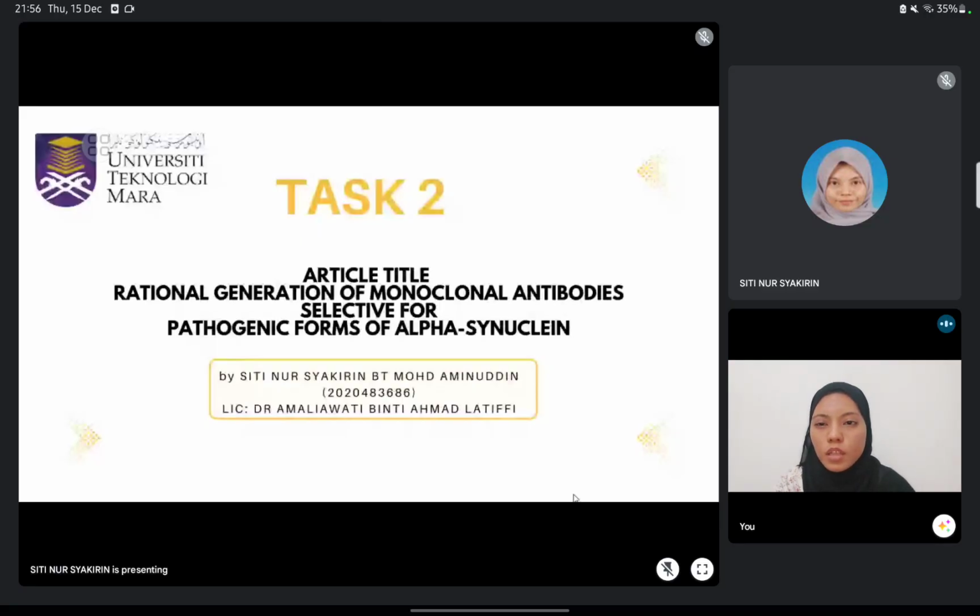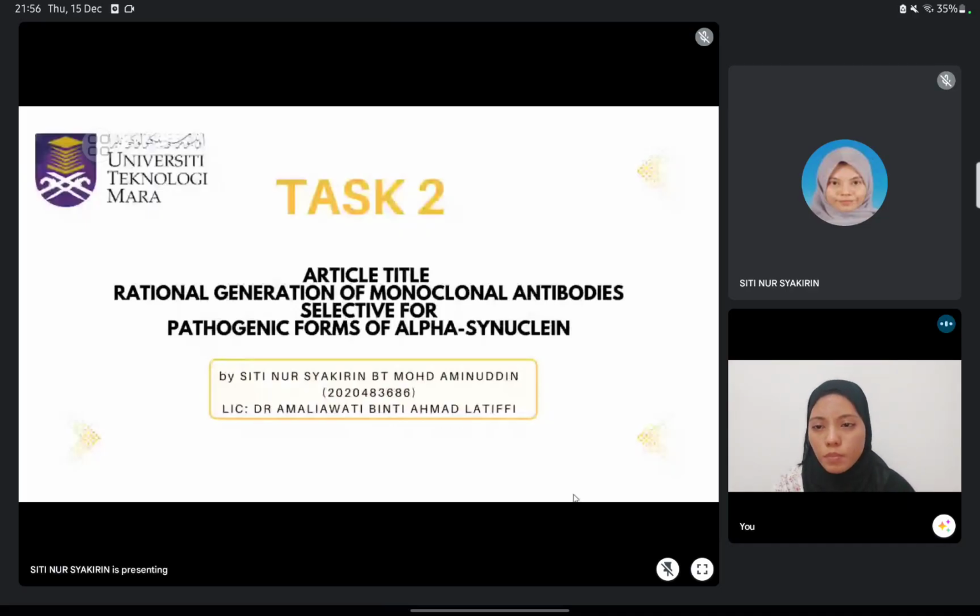I would like to present my Task 2 assignment, where the title of the article is Rational Generation of Monoclonal Antibodies Selective for Pathogenic Forms of Alpha-synuclein. This article is about a misfolded toxic form of alpha-synuclein that has been implicated in the pathogenesis of synucleinopathies, including Parkinson's disease, dementia with Lewy bodies, and also multiple system atrophy. These alpha-syn oligomers and soluble fibrils have been shown to mediate neurotoxicity and cell-to-cell propagation of pathology.